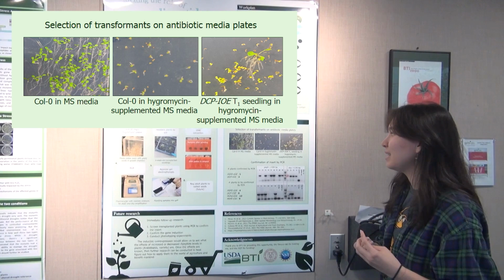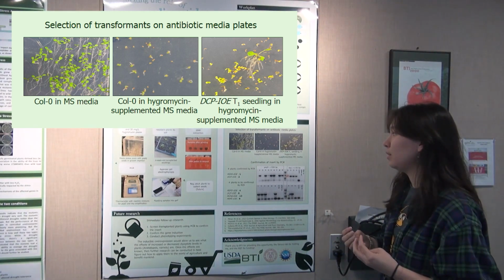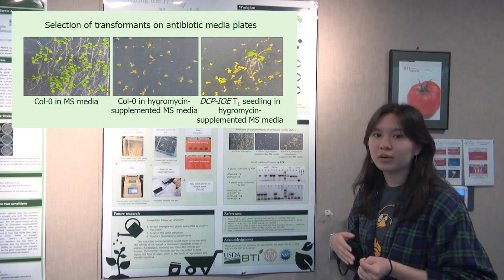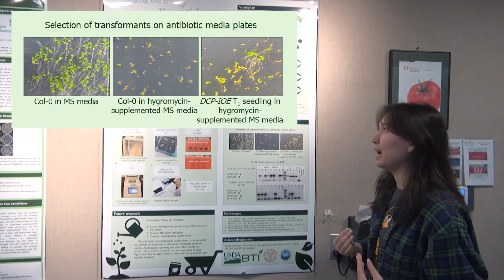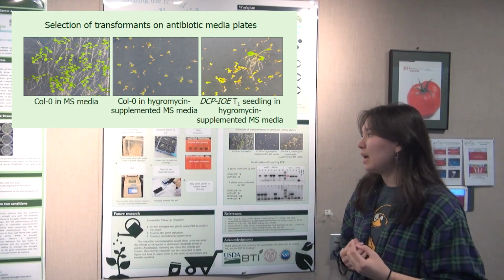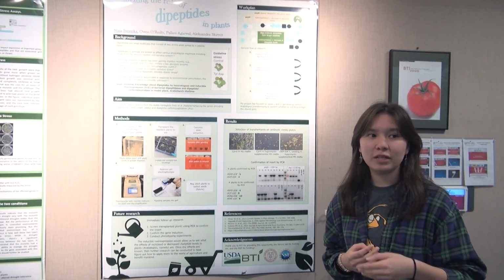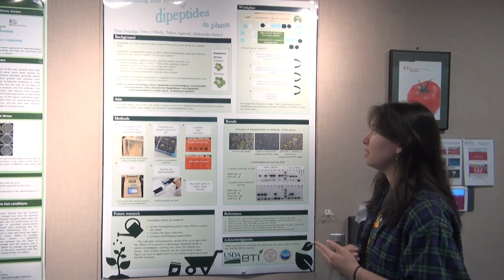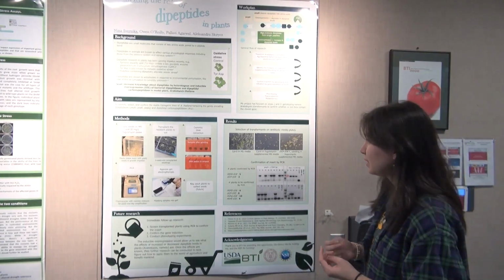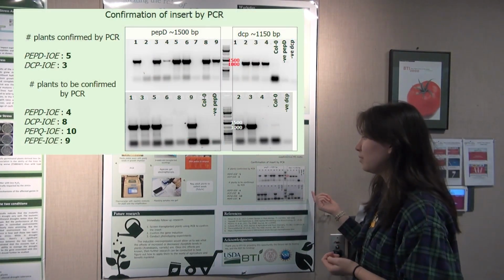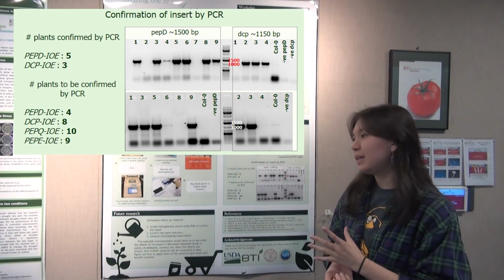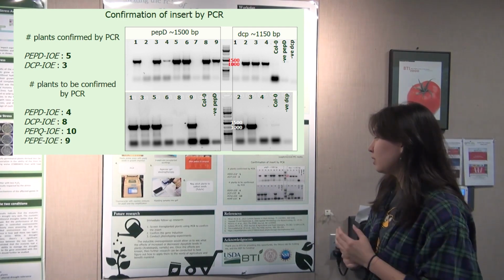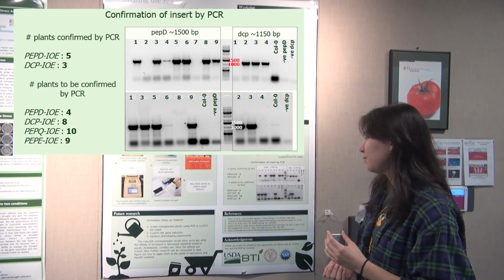You can clearly see that they are growing very well and almost normally on the hygromycin plates, whereas normal or non-mutated seeds are just dying almost immediately. And then we also had a bunch of already grown plants that I was able to genotype to confirm whether or not they actually had the gene insert. So here is the gel result from that. We had about 9 pepD plants, and out of those, roughly 5 contained the insert, and out of 4 DCP plants, roughly 3 contained the insert.